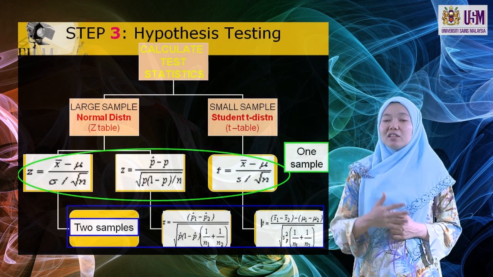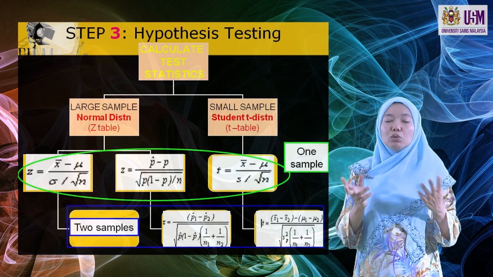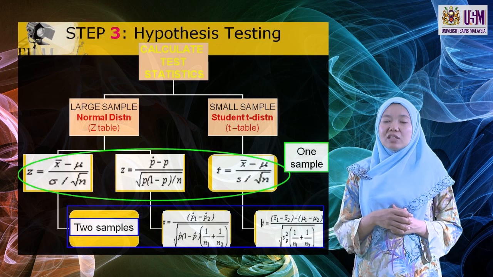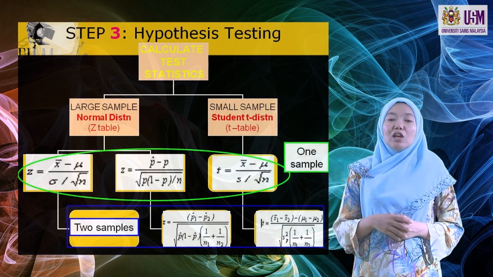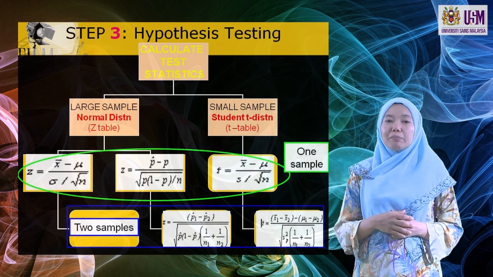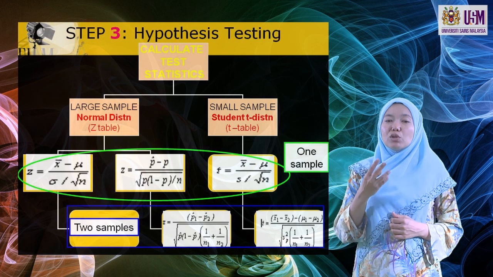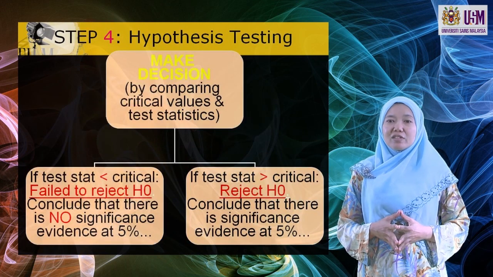The next part of hypothesis testing is when you have two samples. For two samples, it's possible to discuss the Student t distribution for two samples, the proportion test for two samples, as well as the two means test for normal distributions. We are still discussing step 4, hypothesis testing.